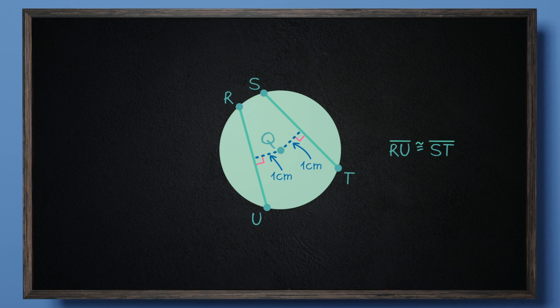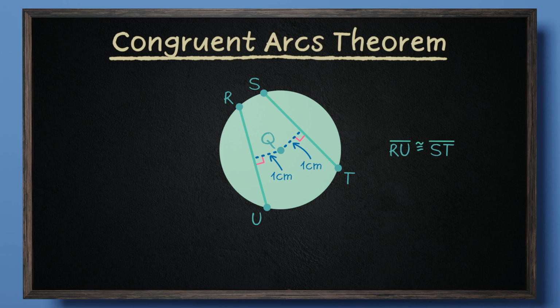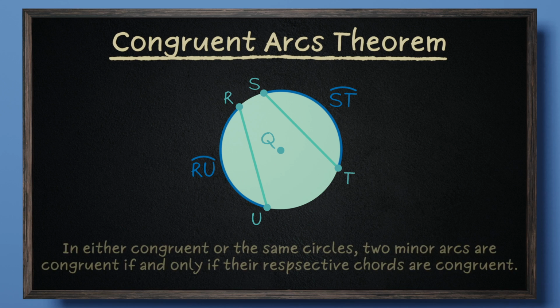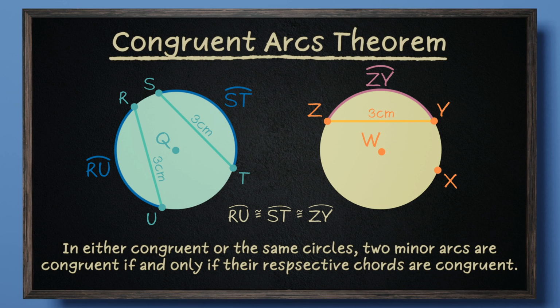Now that we know these chords are congruent, our second theorem gives us insight into what we can conclude about their respective arcs. In either congruent or the same circles, two minor arcs are congruent if and only if their respective chords are congruent. Looking at circles Q and W, chords RU, ST, and ZY are all congruent, measuring 3 centimeters. According to this theorem, we can logically conclude that arcs RU, ST, and ZY are all congruent, since their respective chords are congruent.